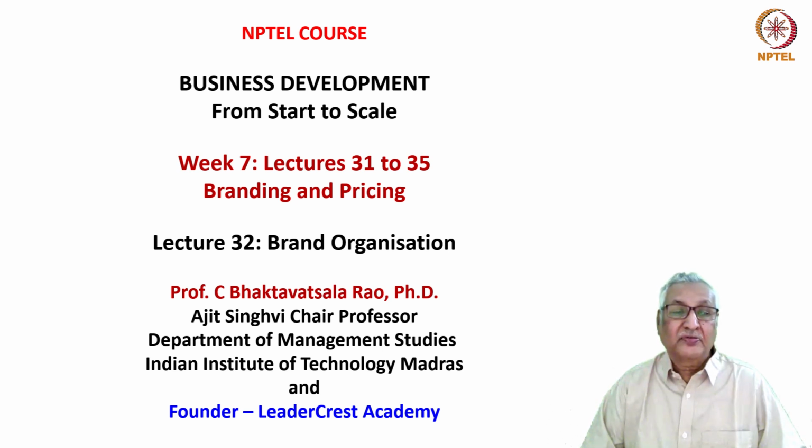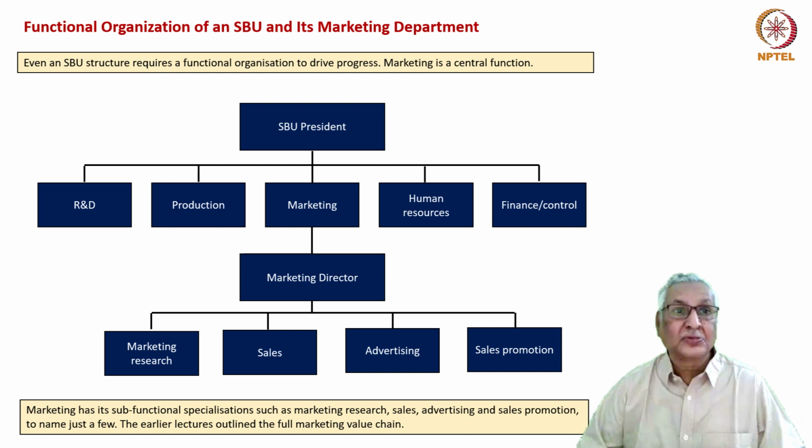We are in week 7 with the theme of branding and pricing. In this lecture, the 32nd in the series, we consider the topic of brand organization. Usually, a company has a strategic business unit when there are multiple businesses. Each SBU takes care of one business. However, an SBU will also require a functional organization.